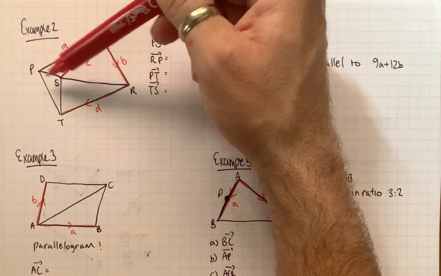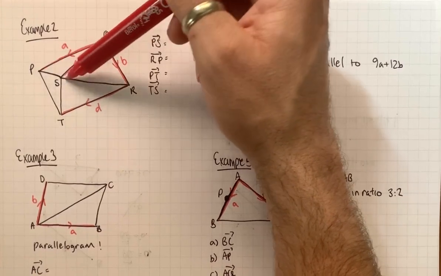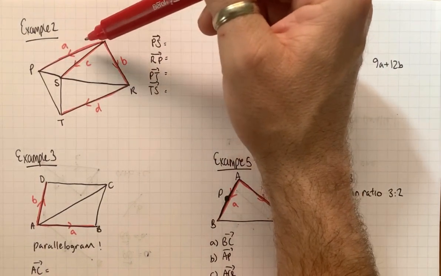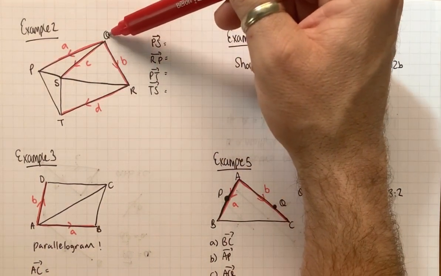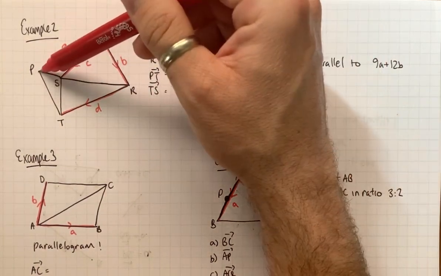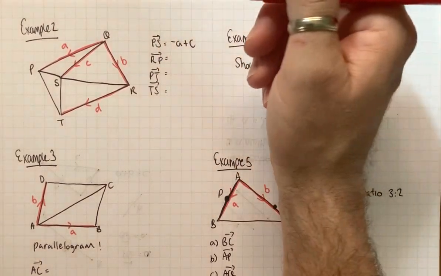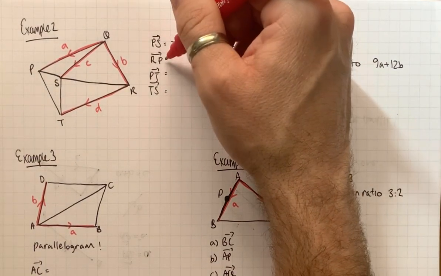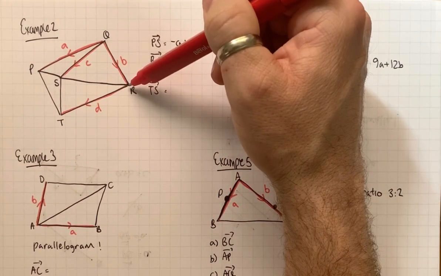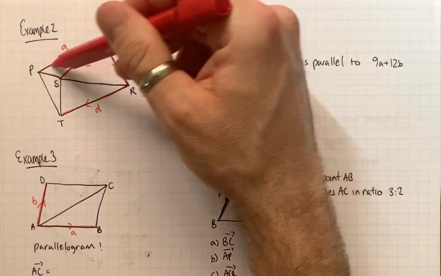So we need to go from P to S, but there's no vector there. So what I have to do is use vectors, so only travel on lines with vectors on, or parallel to those, in order to get from P to S. So the way I'm going to do that is to go up to Q, down to S. Now because that's in the opposite direction to the vector, that's going to be minus a plus c. You can write it as c minus a, it doesn't make any difference. R to P. So look at the vectors, how you're going to get there using the red lines. Here to here, so that's minus b plus a.